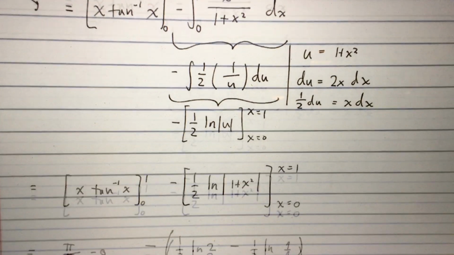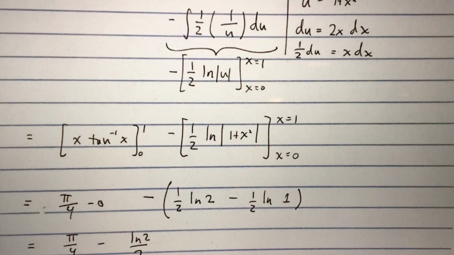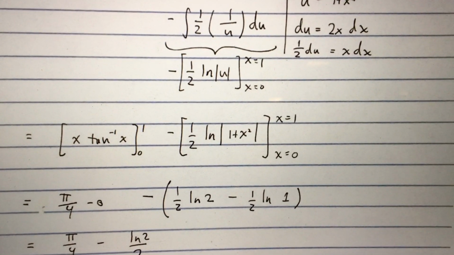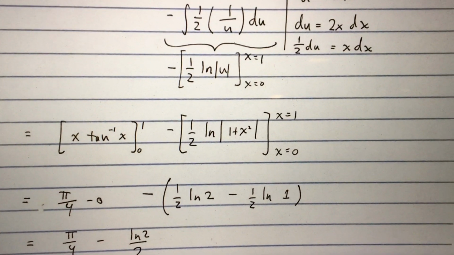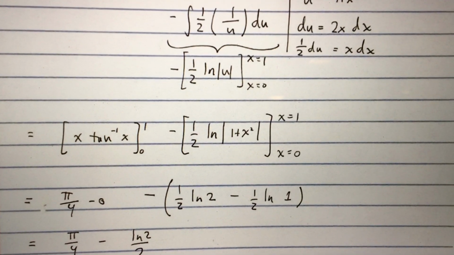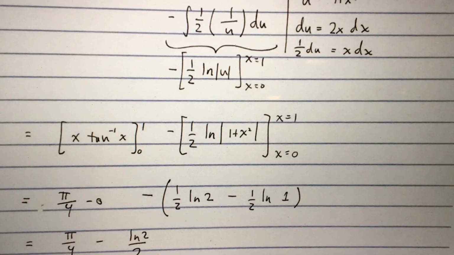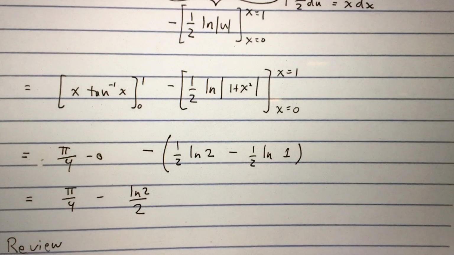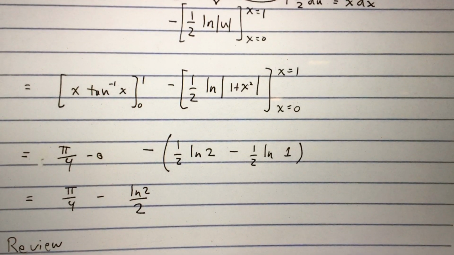And let's do that carefully. Tangent inverse of 1 is pi over 4, times 1, and tangent inverse of 0 is 0. Then I get a natural log of 2, plugging in 1 for x squared, and natural log of 1, plugging in 0 for x squared. Natural log of 1 is 0, so I'm left with just pi over 4 minus 1/2 of the natural log of 2, or natural log of 2 over 2.